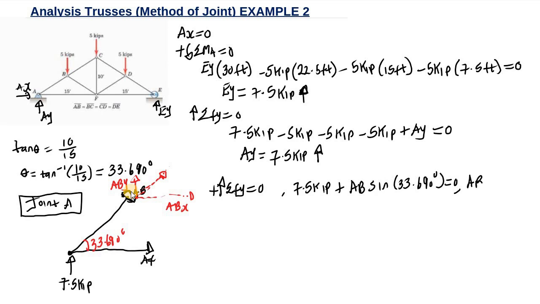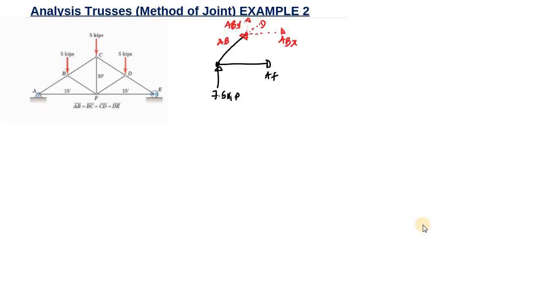If you use your calculator, you're going to get AB is equal to -13.512 kip. Now, what can you say concerning this? Because we have a negative value, our assumption is wrong. This is in compression. Whenever you have a negative value, it is in compression, and whenever you have a positive value, it is in tension. So AB is -13.512 kip, and this is in compression because we have a negative value.